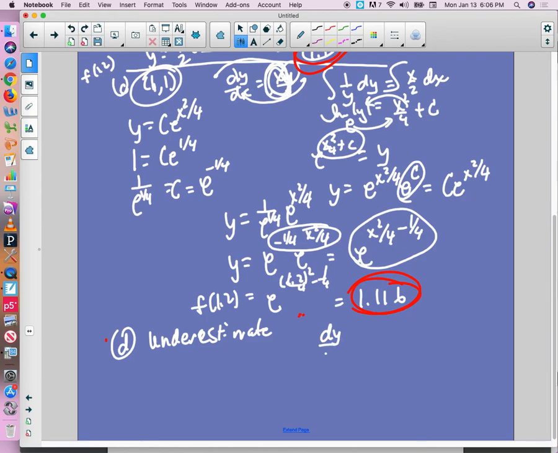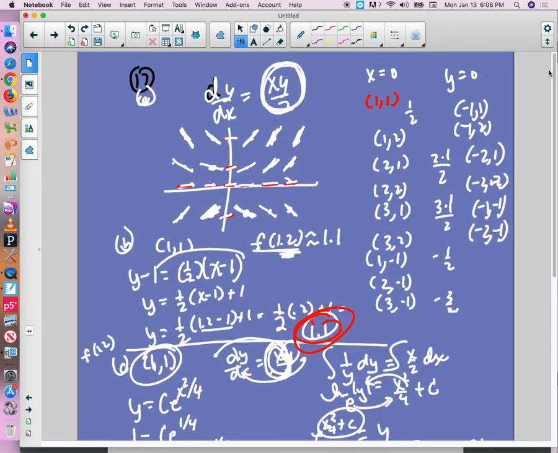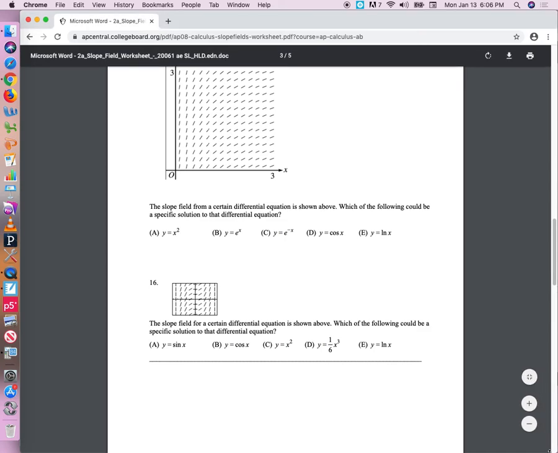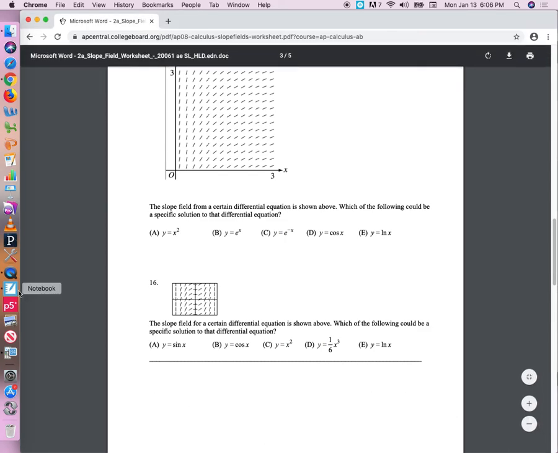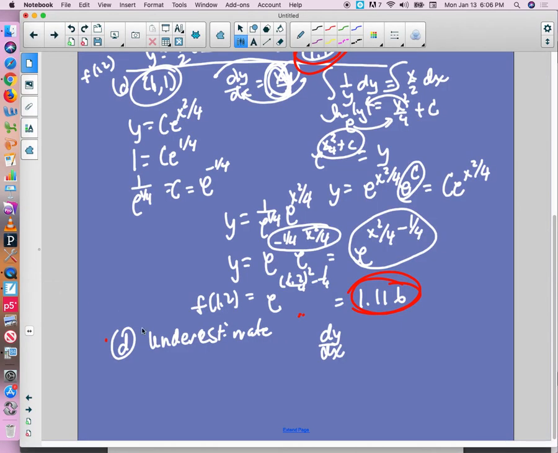It's because our slope, dy over dx, at (1, 1), you can see that the slopes are increasing, which means my second derivative, oops, I don't know what just happened. My slopes are increasing, so its derivative would be positive. My slopes are increasing at (1, 1).